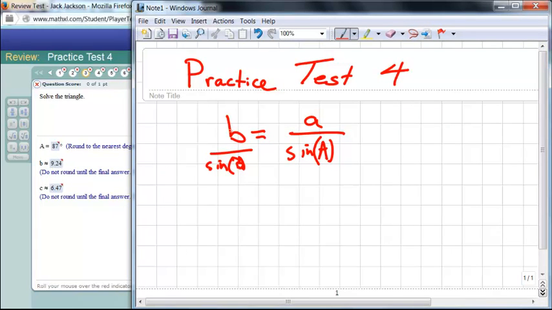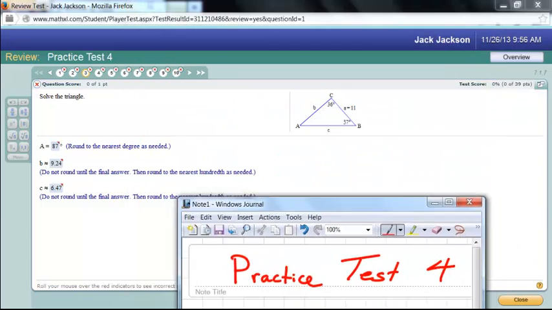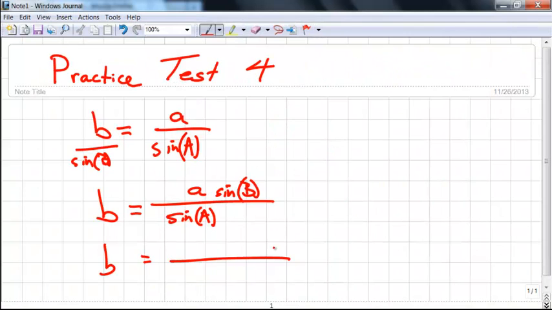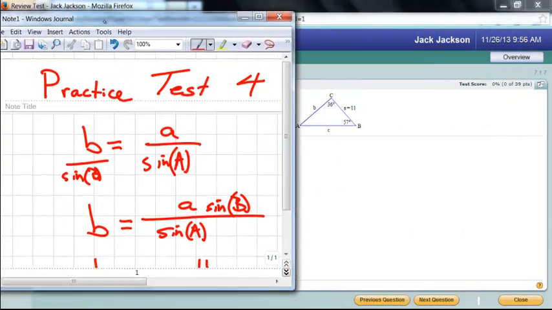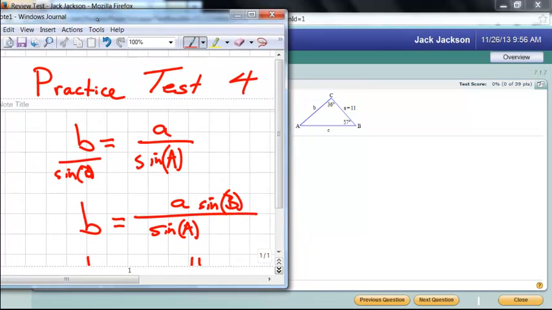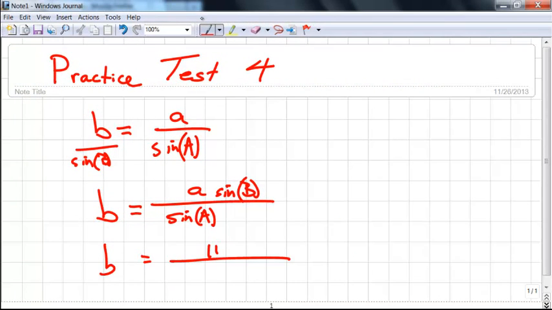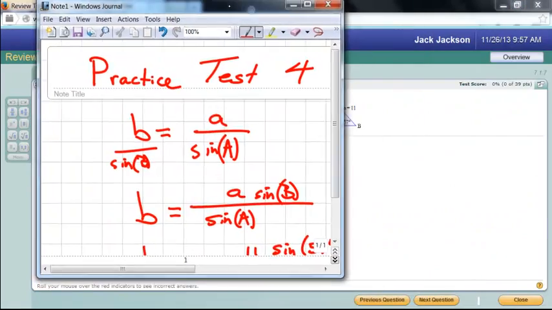We know the angle B now, so we can solve for side b as a over sine of A, and then we multiply by sine of B in the numerator. So now just plug in the numbers on the right-hand side. a is 11, angle B is 57 degrees, and angle A is the one we just figured out, 87 degrees.